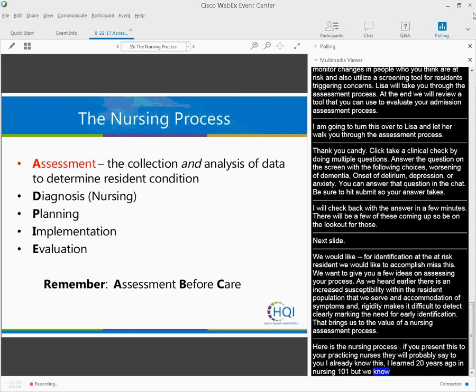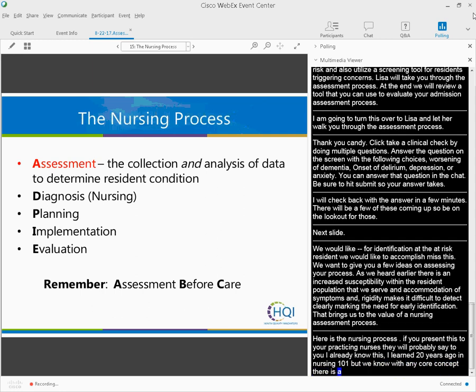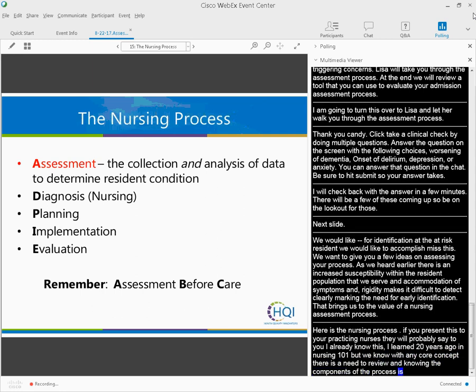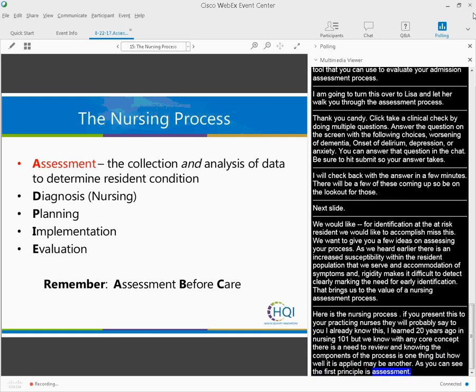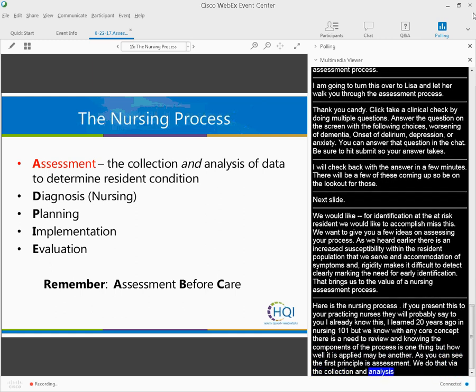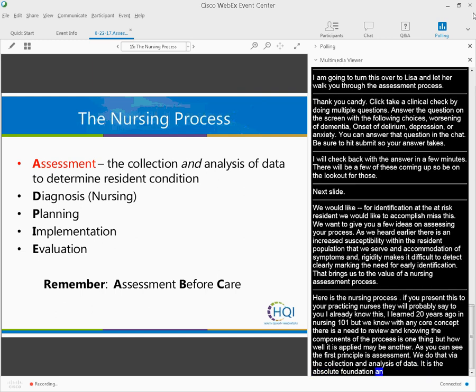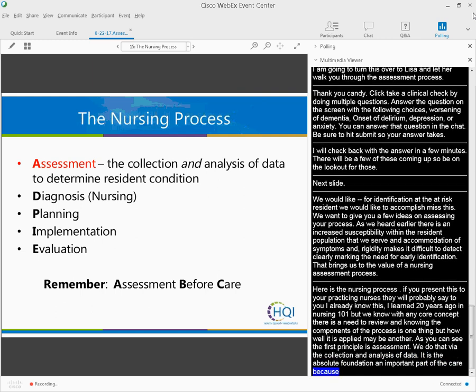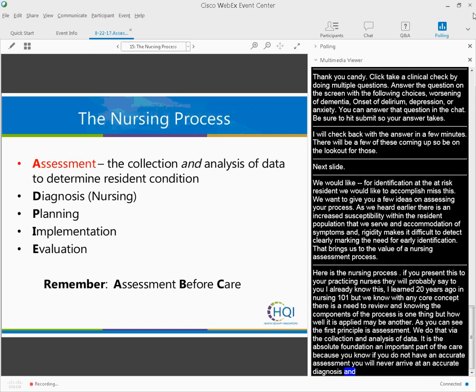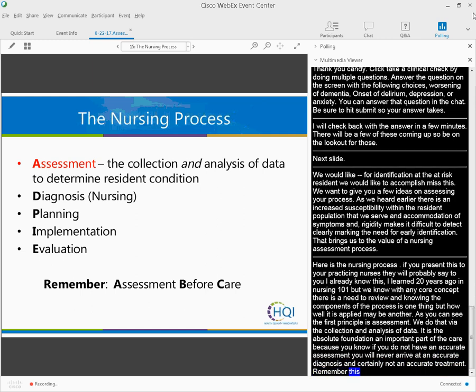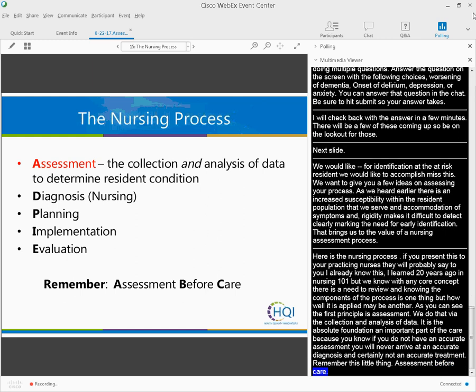As you can see, the very first principle is assessment, and we do that via the collection and analysis of data. It's the absolute foundation and most important part of the care, because if you don't have an accurate assessment, you'll never arrive at an accurate diagnosis, and you certainly won't arrive at an accurate treatment. So remember this little thing, assessment before care. It's not the other way around, which we know as clinicians sometimes happens. Next slide.